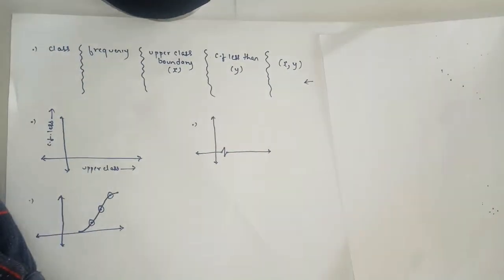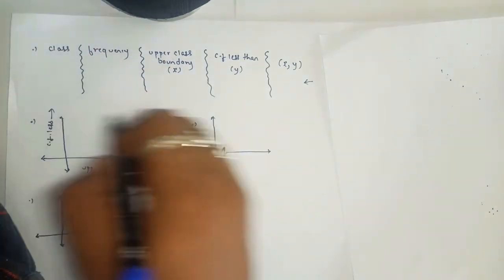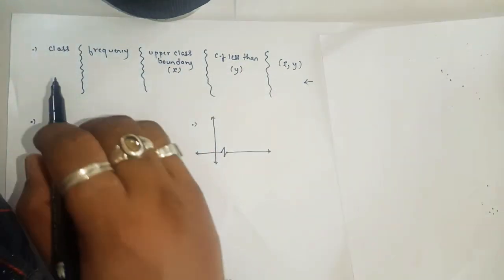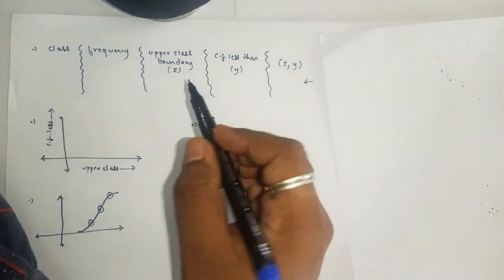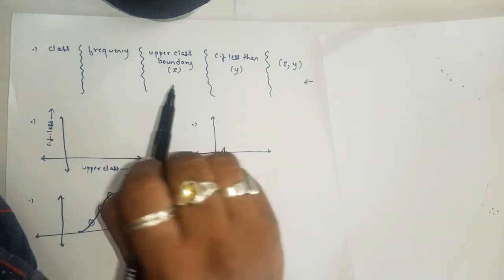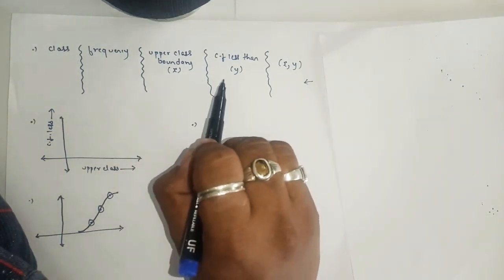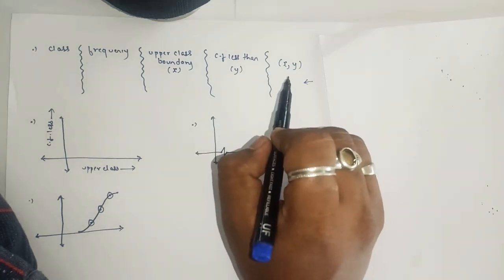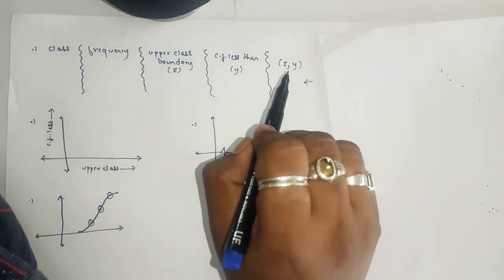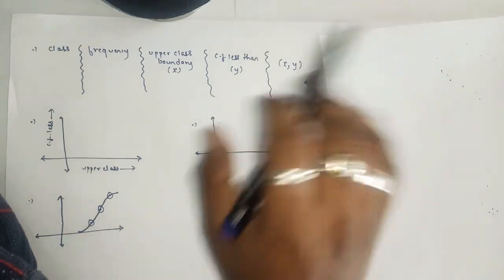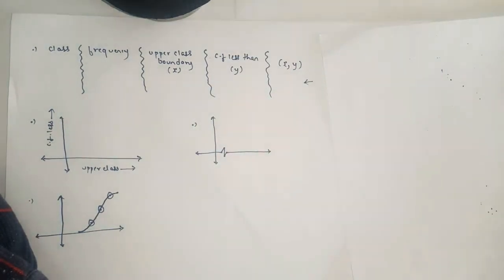So your first step is to prepare the table with respect to class and frequency. See to it that you add some columns: upper class boundary and cumulative frequency less than. The last column actually is not compulsory. If you add this column also it's okay, no problem. Still you will get full marks.